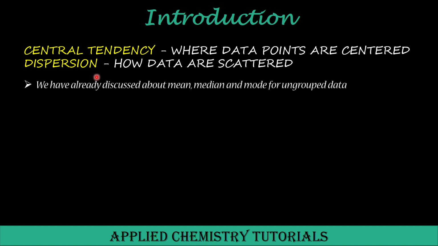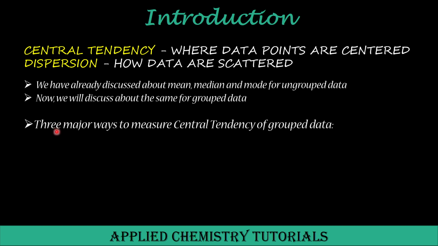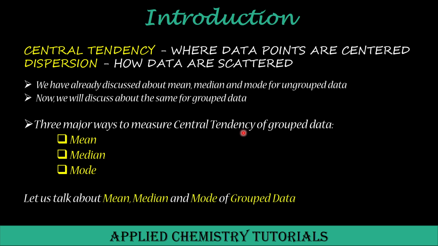There are three major ways to measure the central tendency: mean, median and mode for ungrouped data. For a detailed understanding of this, please check the link here for that video. Now in this video, we are going to discuss the same for grouped data. For grouped data, there are three major ways to measure the central tendency, and those are mean, median and mode, similar to that of the ungrouped data. So let us talk about mean, median and mode of the grouped data.